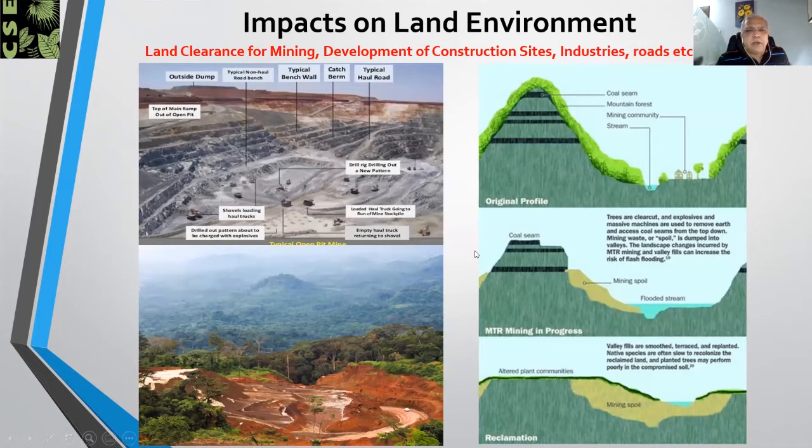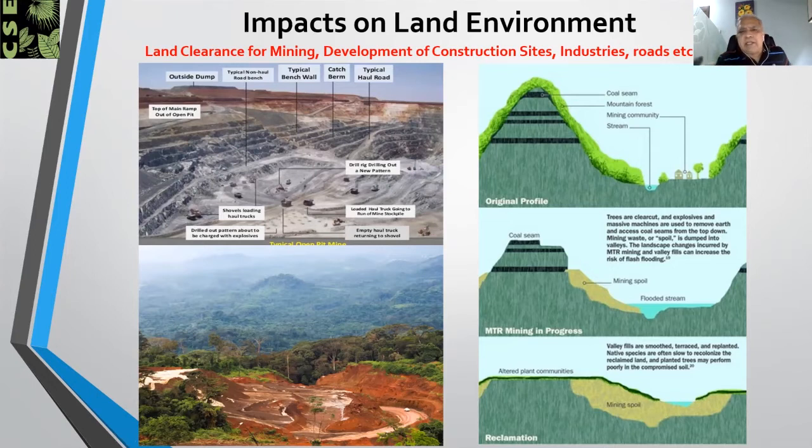This is another picture of MTR mining, that is mountain top mining, which is done to remove coal from the seams. In this case, the coal seams are present on a hillock which is covered with forests. But in order to quench mankind's search for energy, we need to remove this coal and use it in our power plants to burn and generate power.